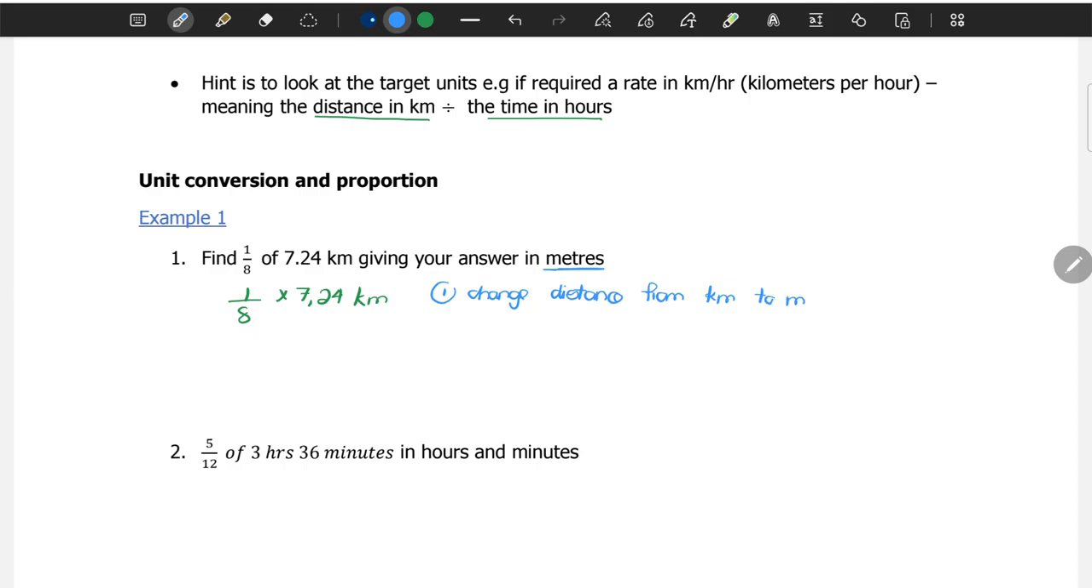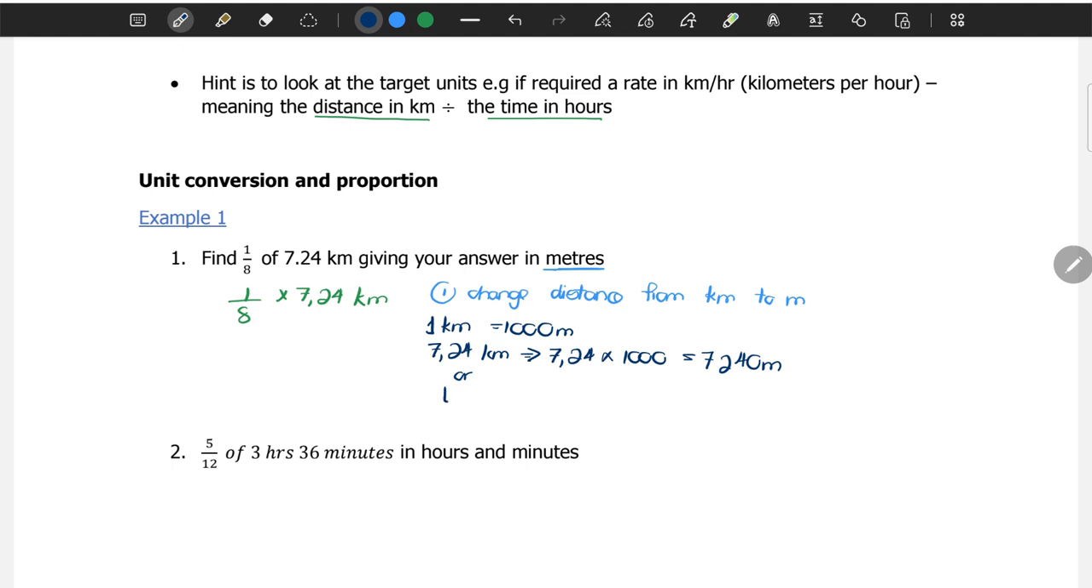And to do that, I prefer using the proportion approach. So people use different methods. Some just by knowing that 1 kilometer is equal to 1,000 meters, they would know that 7.24 kilometers in meters is 7.24 times 1,000, right? And then they get the answer, which is 7,240 meters.